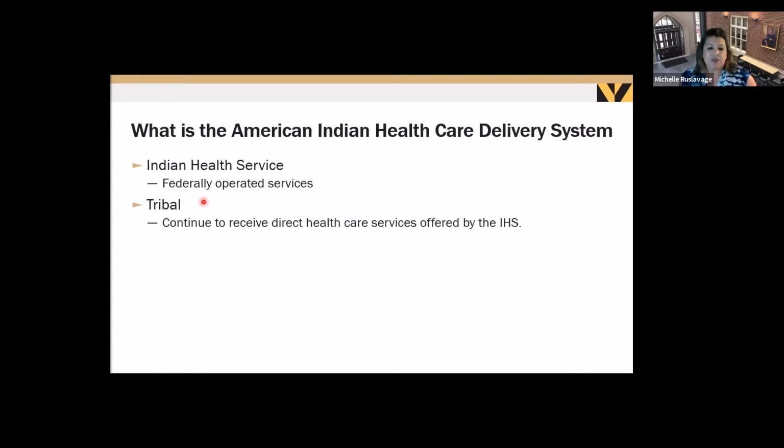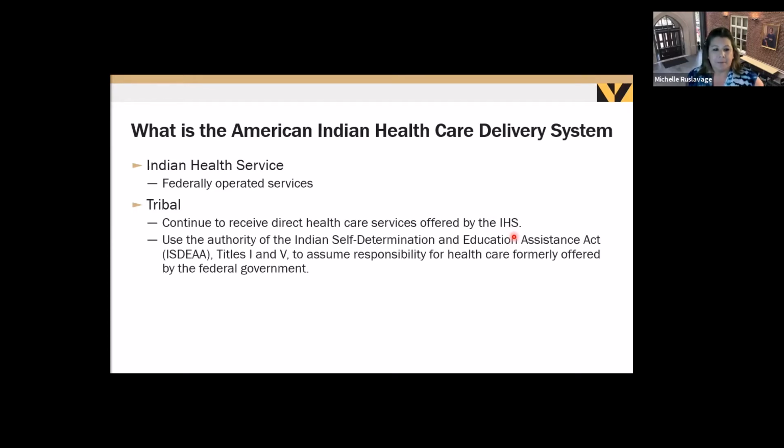So there's a couple ways that tribal organizations are able to execute that. One is they can continue to receive direct healthcare services offered by the Indian Health Service. So if there's a healthcare facility, they say, we still want Indian Health Service to operate it. The second way is for them to use the Indian Self-Determination and Education Act, and they can assume responsibility for their health care formerly offered by the federal government, and they can make adjustments to any of those health services they deem fit that better matches their population's needs. And they can run the facilities themselves, or they can contract back those services to Indian Health Service.